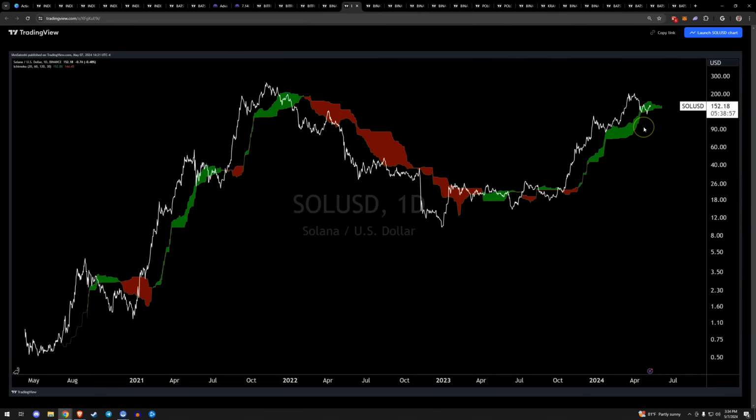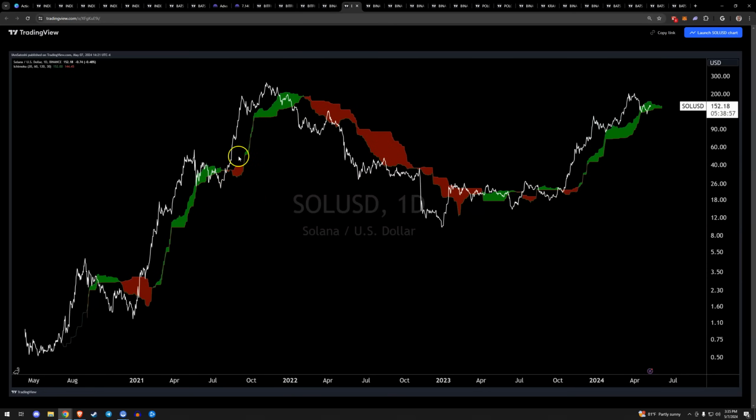The daily cloud here on Solana is getting ready for another breakout, potentially, but as it stands here, it's pretty noisy, messy chop. If we dial it back to like 2021, you can see how we dipped into the cloud, got below the cloud, flipped bearish, and then we had our breakout, right?